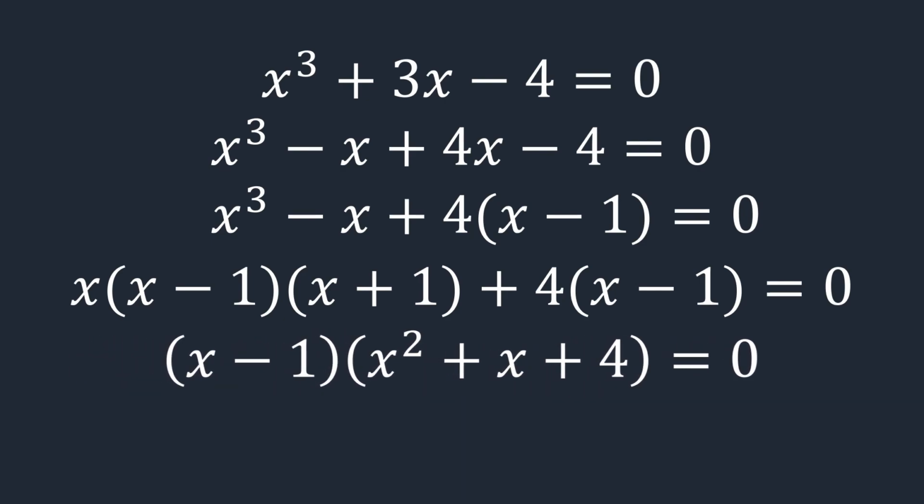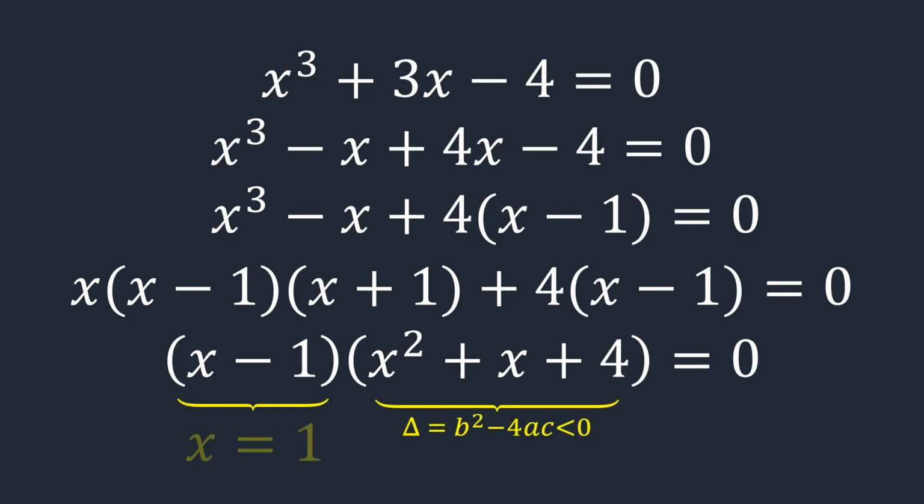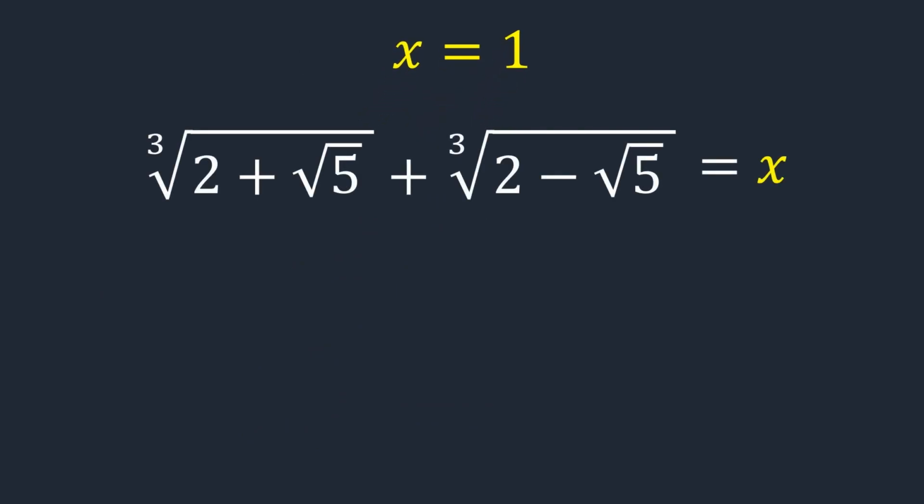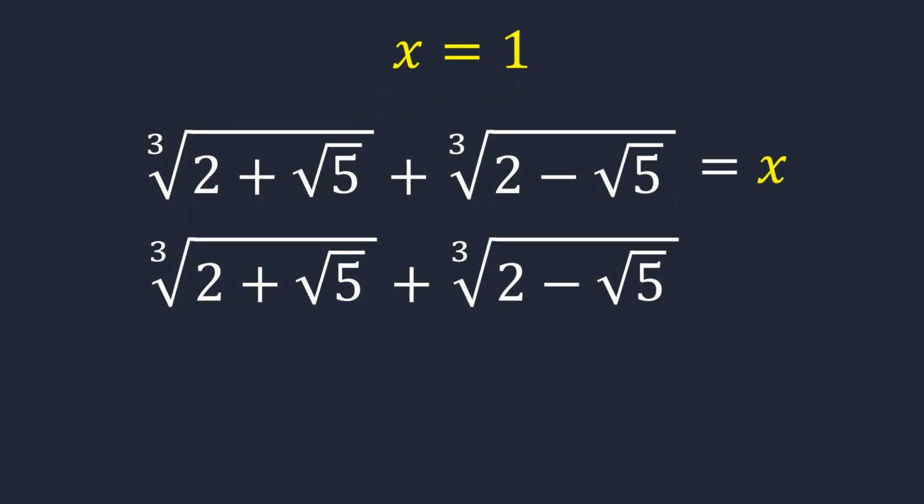It's very easy to verify that the discriminant of the quadratic part is less than 0, which means it has no real roots. The only real root of this cubic equation is x equal to 1. Knowing that x is equal to 1 and our expression is equal to x, we can claim that our expression is equal to 1. This was one of the simplest ways to solve this task.